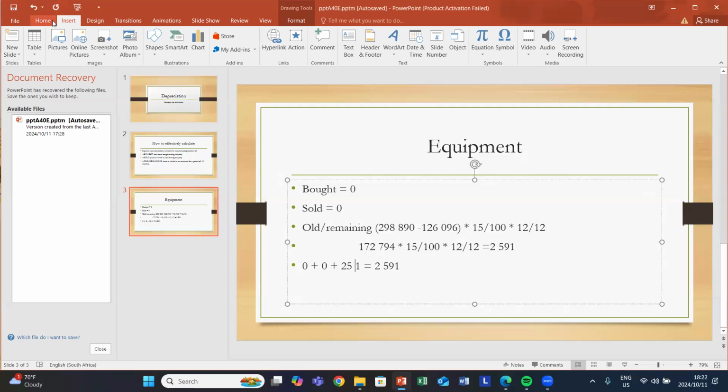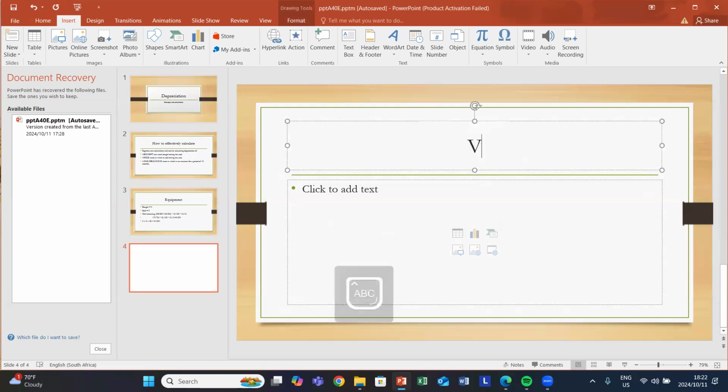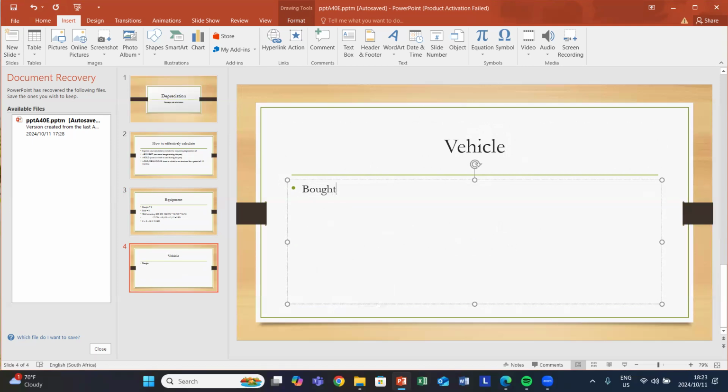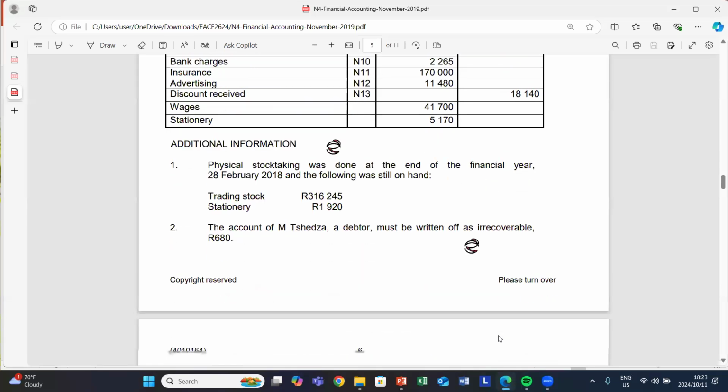And also for vehicles, we'll do the very same thing which we did here. We'll write vehicle. Write bought. Bought is the depreciation of the vehicle that you bought during the year. But remember, for a vehicle, we did not buy, but rather we sold our vehicle during the year.